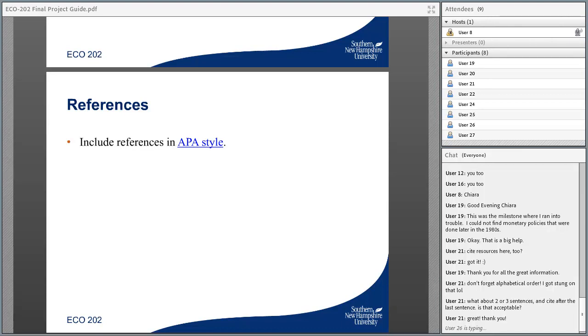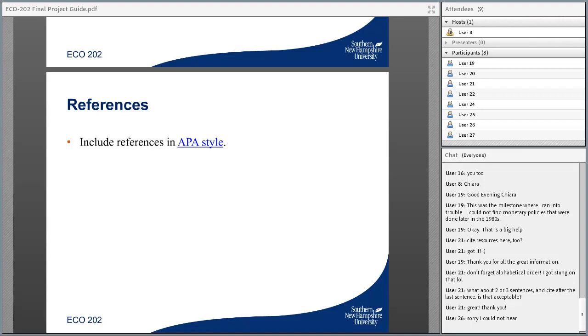It's not enough to say that I read in the Washington Post and then quote it and then not cite at the end. You still have to cite it in the end, even if you've mentioned the Washington Post at the beginning. That is really important too.